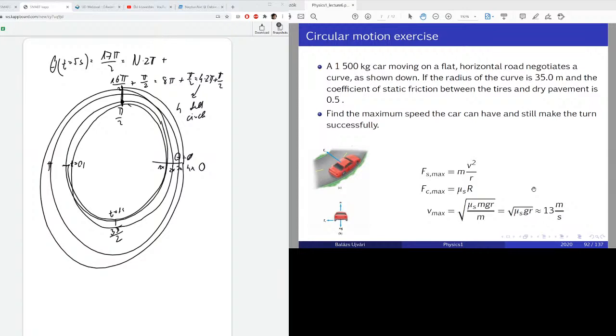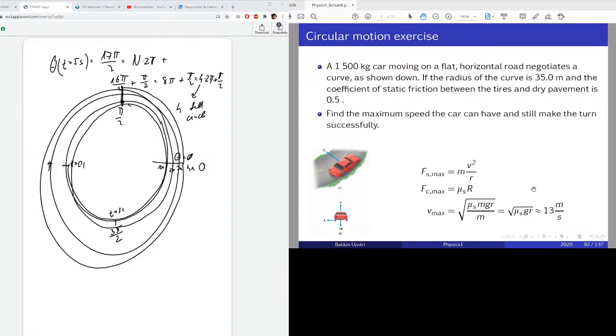One example: you move with your car and there is a curvature on the road. The radius of the curve is 35 meters and the static friction coefficient is 0.5. Let's suppose the street is dry enough. The 0.5 is pretty common. Technically, between the wheel and the road, it's from 0.5 to 1, depending on the surface of the road or the material of your wheels. So what is the maximum speed you can make the turn successfully?